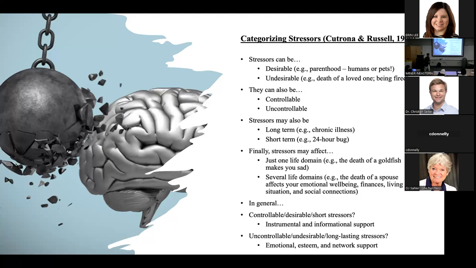Well, here I'm going to acknowledge Stephanie's observation. While I believe this is controllable, we have to start with the uncontrollable, undesirable, long-lasting stressors, the responses first, in order to make it something that can be a decision. Absolutely, good point. What else? What else are we thinking?